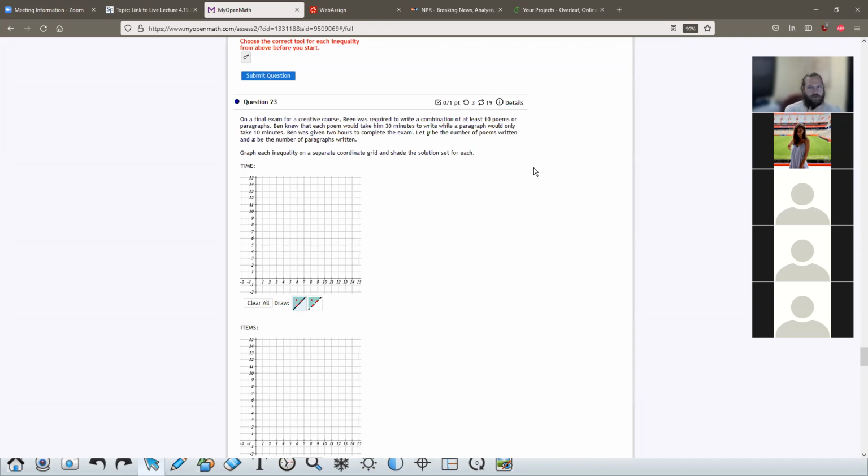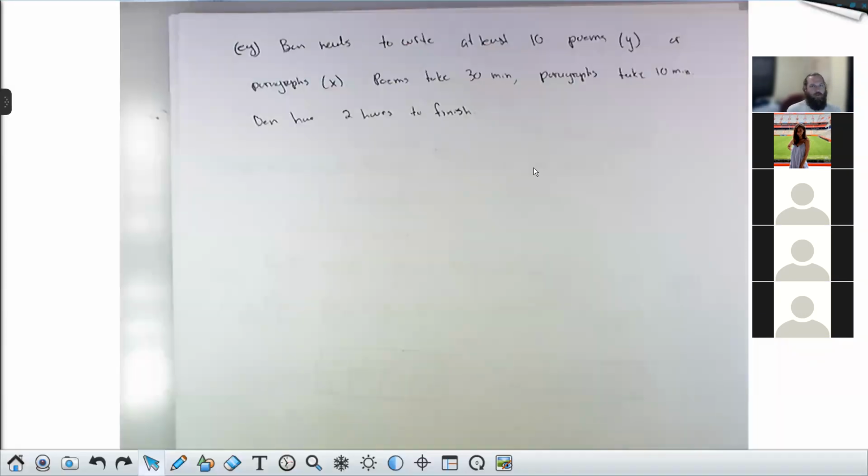Okay, so we want to construct a system of inequalities here, 2 inequalities. Let's think this through for a second, make sure we understand what's being asked. He's got to come up with 10 things, right? And that could be 5 poems and 5 paragraphs, or 3 poems and 7 paragraphs, or 10 poems and 0 paragraphs. But he needs to come up with 10 of these things. Some of them can be poems and some of them can be paragraphs. He could write 20 of each if he wanted to, but he needs to come up with at least 10.